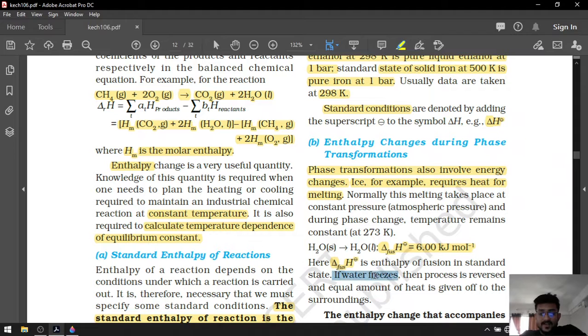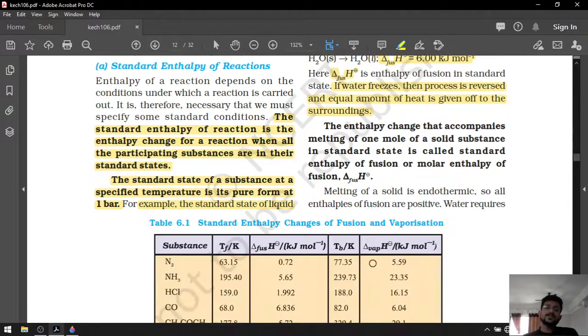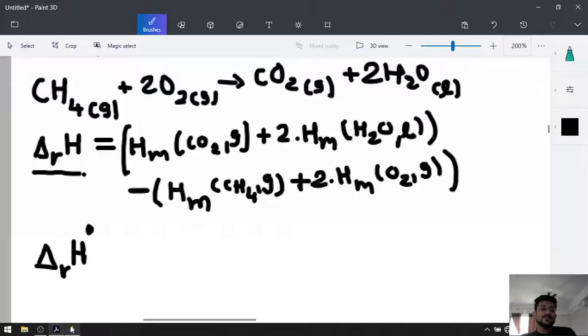If water freezes, then the process is reversed and an equal amount of heat is given off to the surroundings. So the freezing reaction is an exothermic reaction, whereas the fusion reaction is an endothermic reaction. Okay. Now the definition of fusion enthalpy: the enthalpy change that accompanies melting of 1 mole of a solid substance in its standard state is called the standard enthalpy of fusion, or you can say molar enthalpy of fusion. The symbol is delta fuse H naught. So this is our standard reaction enthalpy.